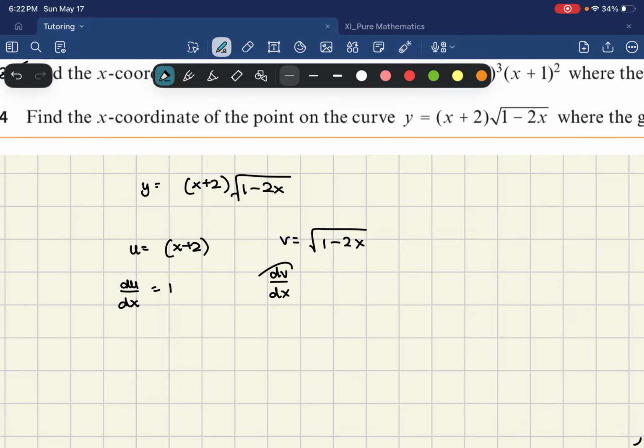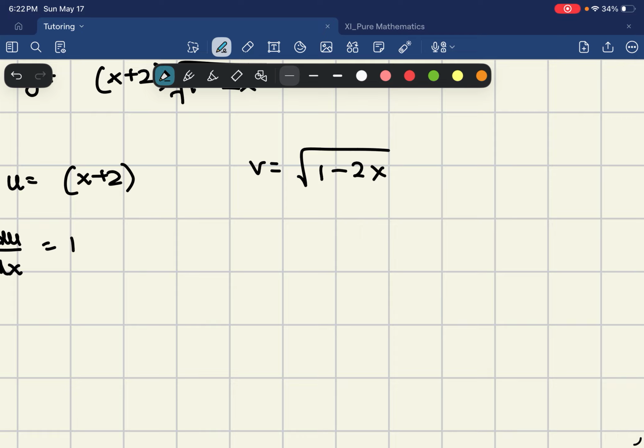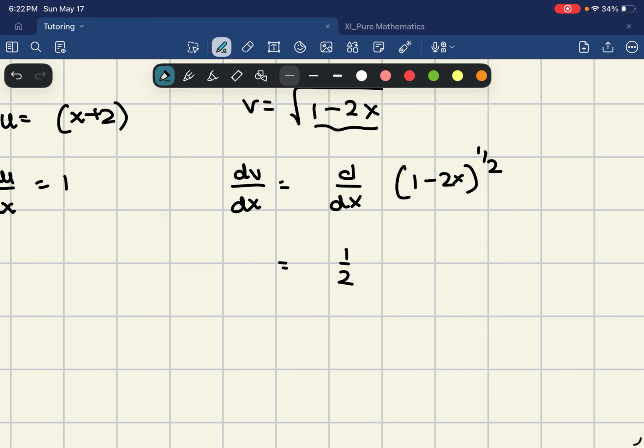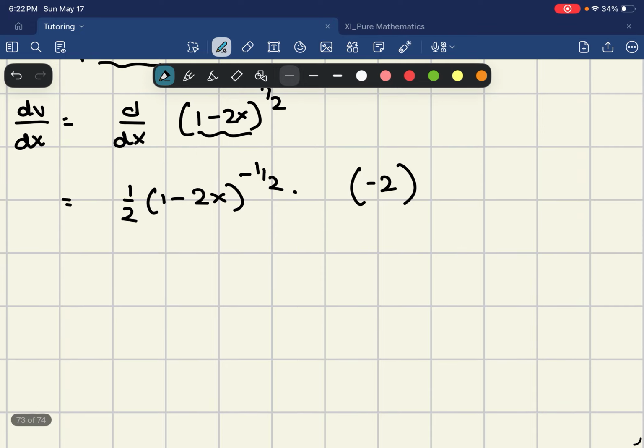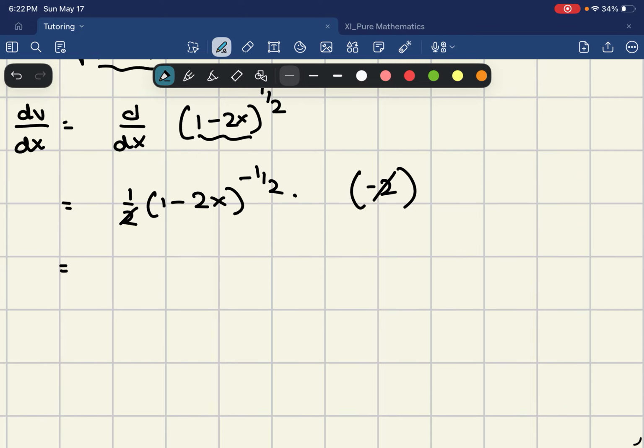For dv by dx, I don't want to use the formula that I gave you directly. Why? Because when you differentiate the inside, you don't get positive 1, right? So if you want to find dv by dx, that is the same as finding d by dx of 1 minus 2x to the power half. When you start solving, you get half times 1 minus 2x to the power minus half times, if you differentiate the inner function, minus 2. So when you differentiate whatever is inside, you get minus 2. And this is going to cancel out, so your final answer is 1 over the square root of 1 minus 2x. Alright.